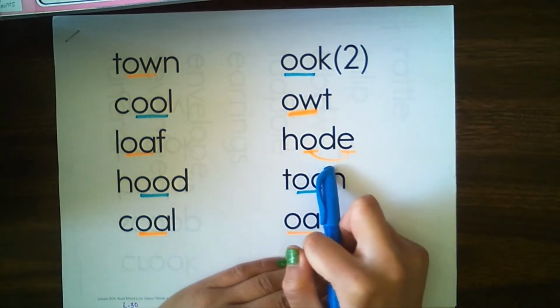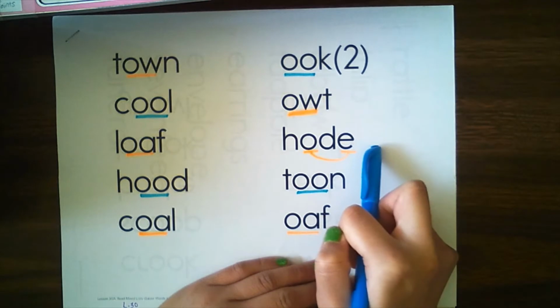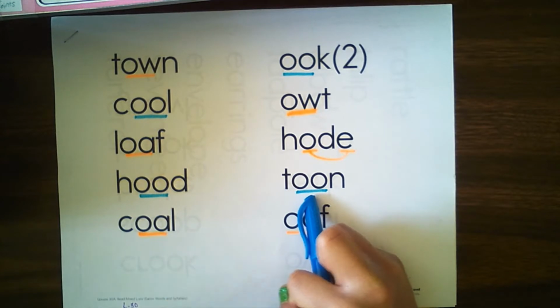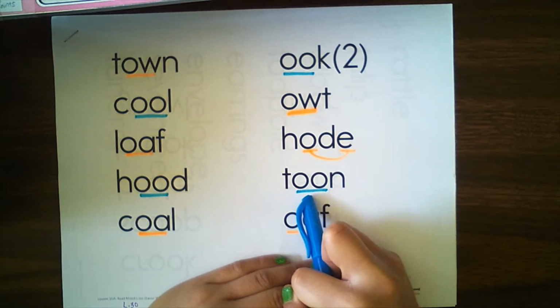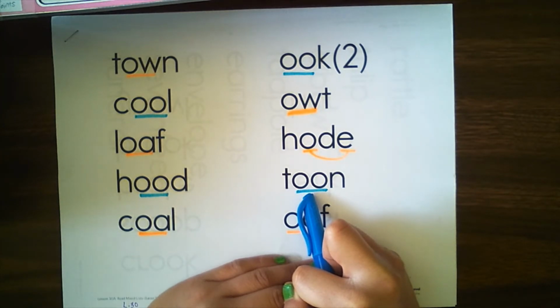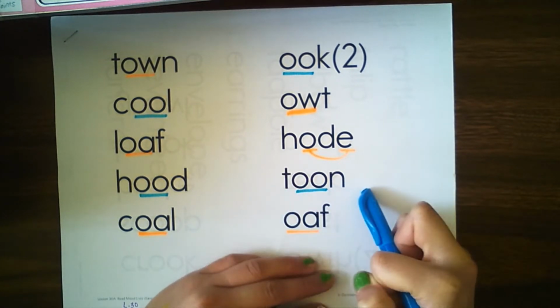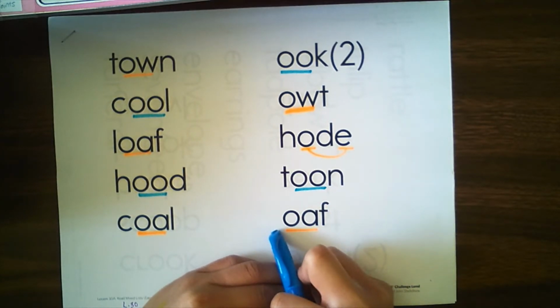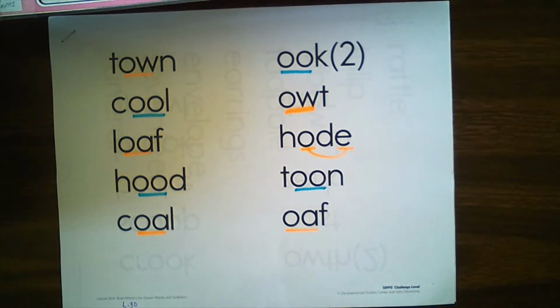Ready? Underline sound, O. Think, read, hoed. Remember, the spelling sound oo has two sounds. This is going to be the first sound. I want you to think about what that first sound is for oo. Oo, great job. Underline sound, oo. Think, read, tune. Underline sound, O. Think, read, oaf. Fantastic job, my friends. Let's go ahead and keep going.